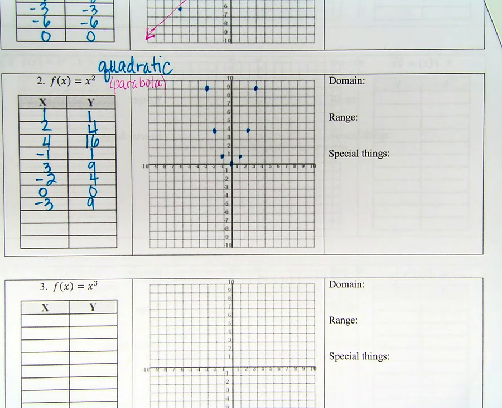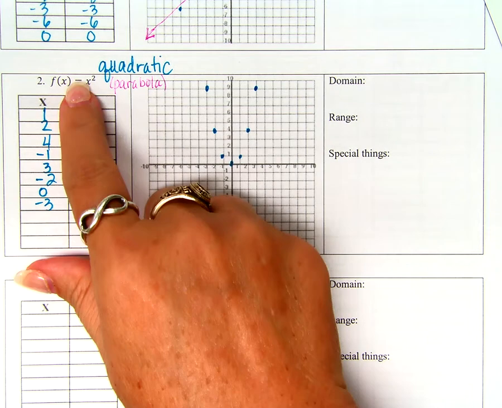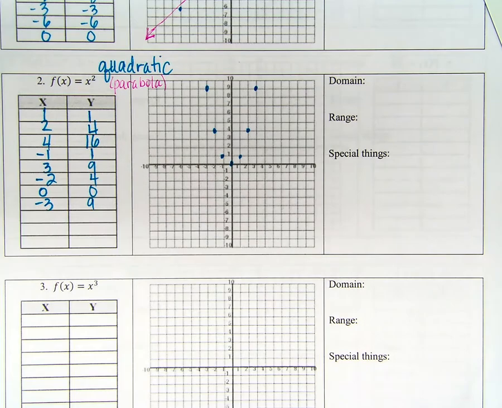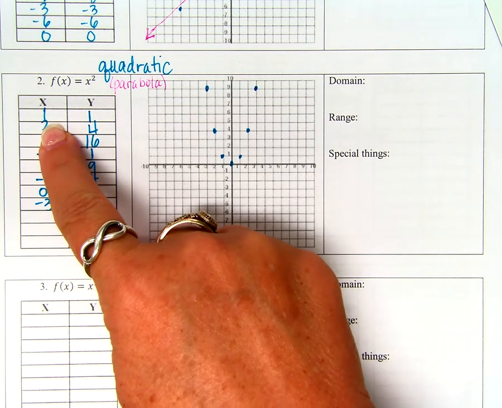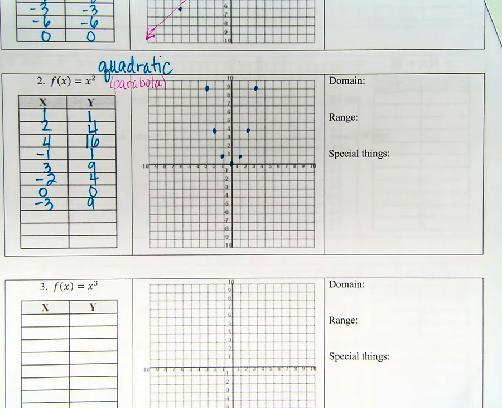Can we connect these? Why? They're still continuous because they came from a function, right? An equation was given to us and we were able to get all those. So if I had 1.5, I could square 1.5 and still get a value for it, right? That made sense? Now, there's going to be some time we talk about discrete stuff, okay? It's just not right now, okay? So I can connect these, so I'm going to go ahead and connect them.